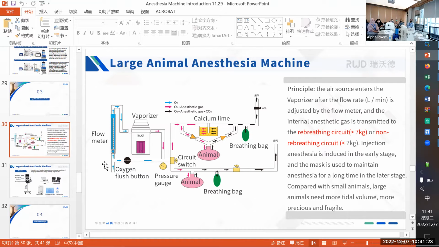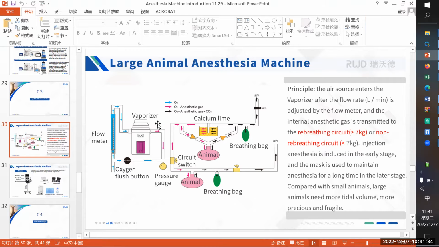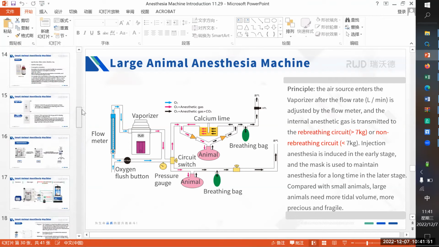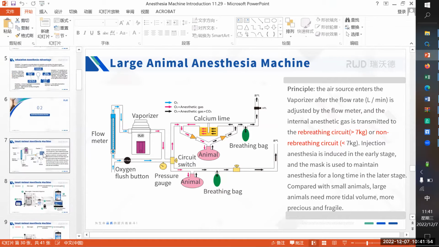Yeah, this is the principle for the gas, how the gas goes into the animal body. Actually, this part is the same as the small animal anesthesia machine. Only this part, this rebreathing circuit, is different from the small animal anesthesia machine. We can see it from here.